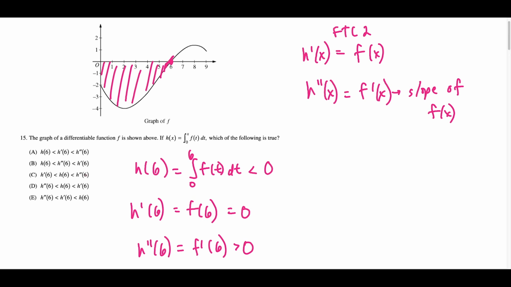Now, these are being ordered from least to greatest. So this tells us since h is negative, h of 6 is the smallest. And then the next one is going to be h prime of 6 because that's equal to 0. And then whatever the positive value is going to be bigger than 0. So that means h double prime of 6 is the biggest one here. So if we look through the answer key, that's going to match up with choice A.